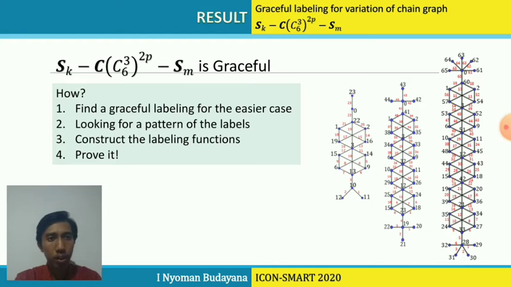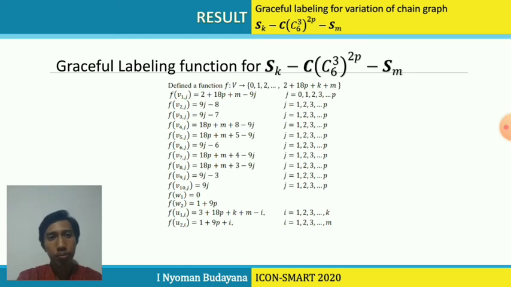For this graceful labeling, we look for a pattern and then we get the function as follows. From this function, we prove that it is a graceful labeling. That is, first we must prove that the vertex labeling is an injection, and the induced function of edge labeling is a bijection.